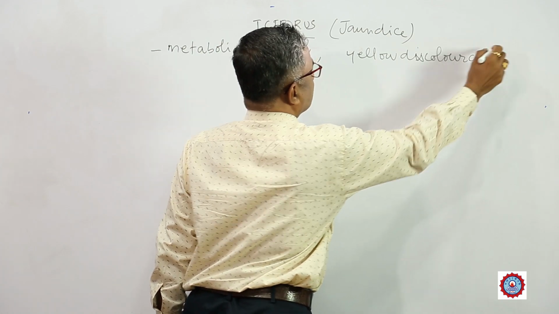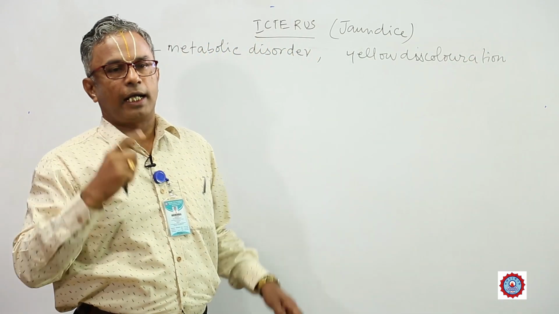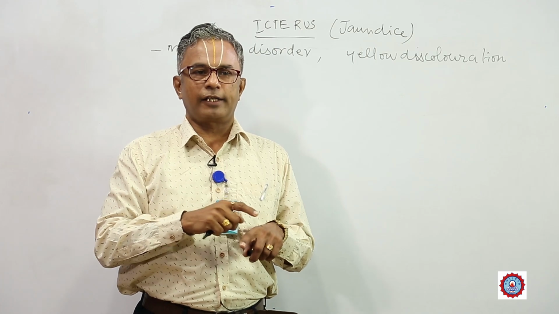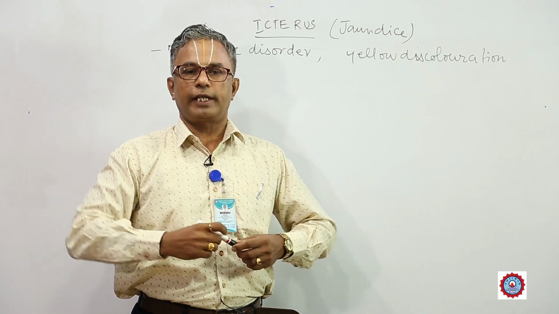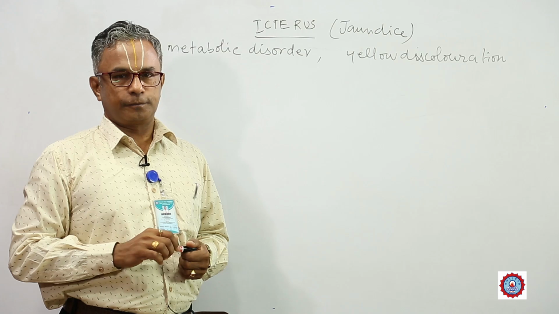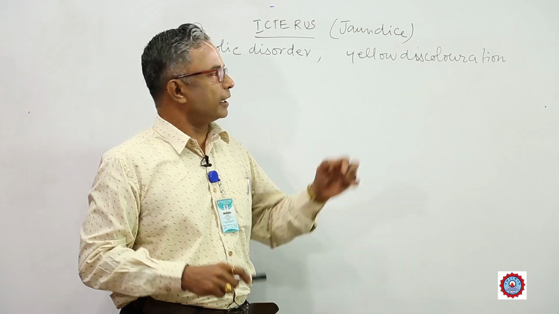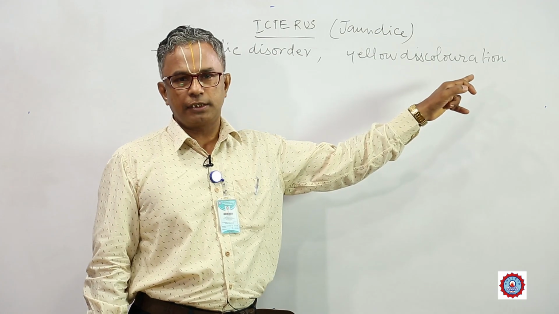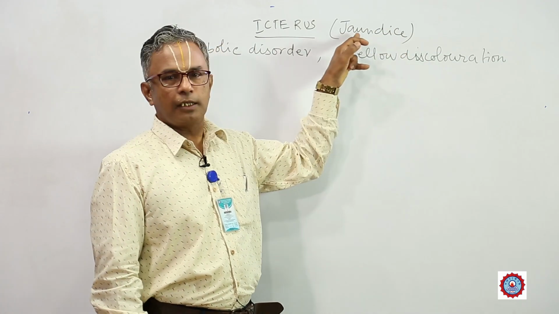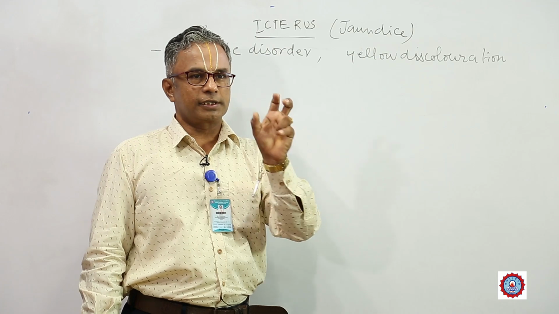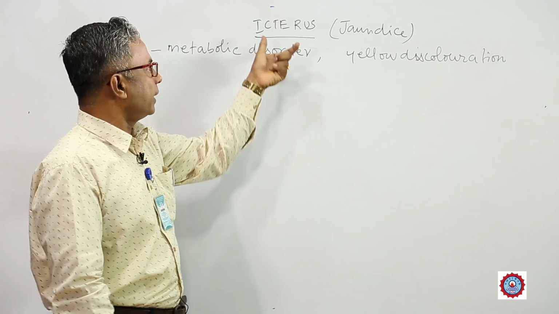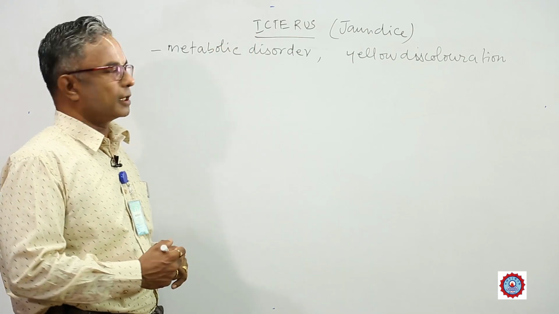In jaundice, the sclera of the eye, the fingertips and the soft tissues present in the body will all look yellow, and we all know that the urine also will be yellow in color. That is the yellow discoloration which takes place in the jaundice condition. So, this is the definition and introduction to the topic. The medical term is icterus.